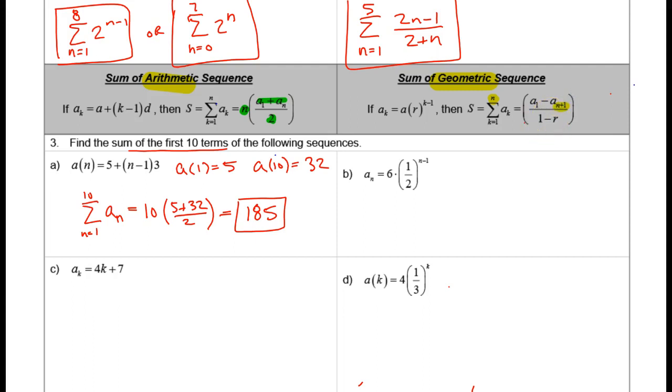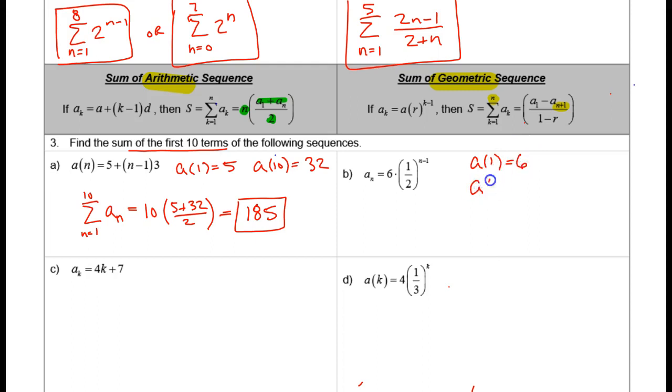Let's see if we can apply that formula here to 3 part B. Clearly this is a geometric sequence. I have a starting value of 6, a common ratio of 1/2. Let's see what each of these terms is that I need to sum up the first 10. First term is going to be 6.